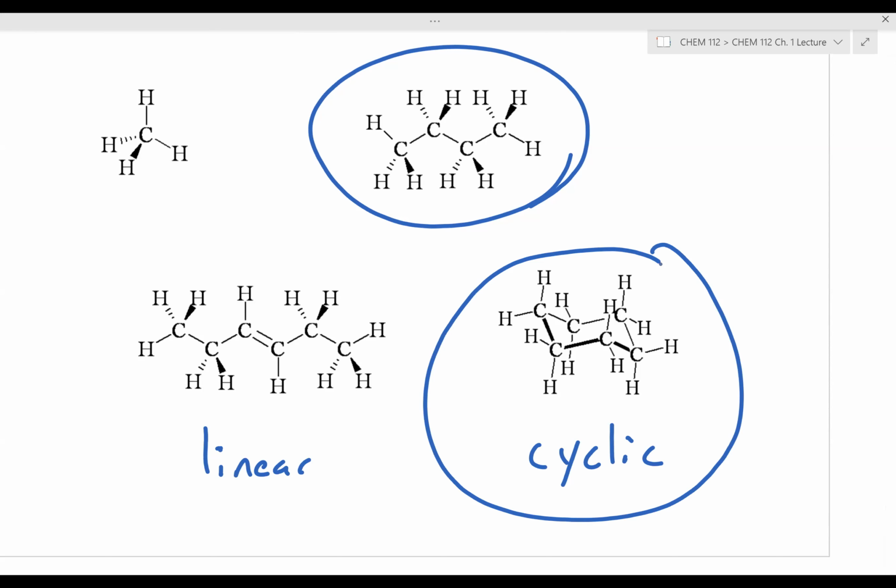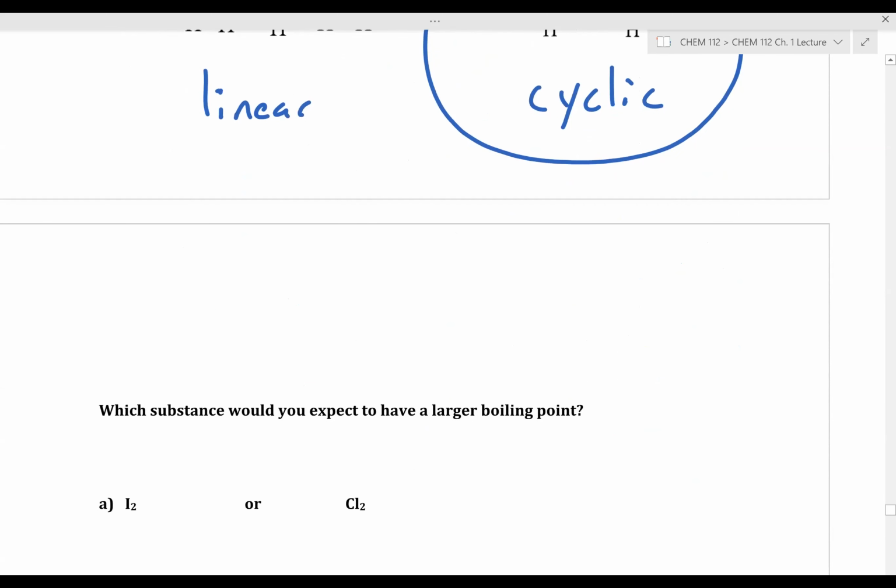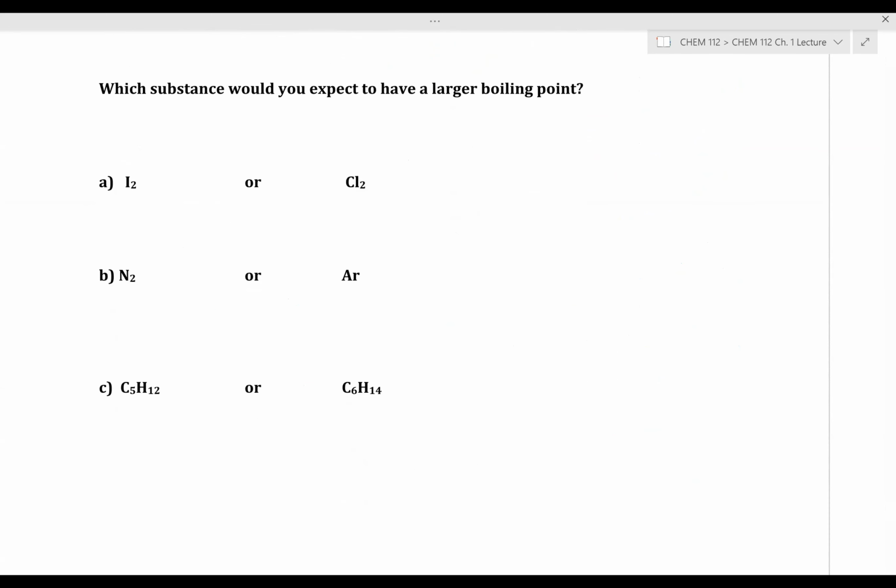Okay, let's look at another intermolecular interaction, and another set of compounds, and try to see which substance we would expect to have the larger boiling point. So let's compare iodine and chlorine. Thinking about it, which of these two species has a larger molar mass? Iodine. So which species would you expect to have a larger boiling point? Iodine. That's why iodine's a solid and chlorine is a gas.